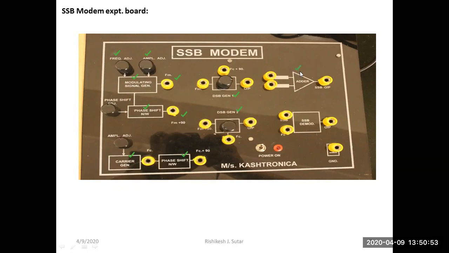Finally, adder will do the addition of those two individual multiplication parts. At the output of adder section, we can have SSB modulated signal. SSB demodulator block will perform the synchronous demodulation so as to recover the modulating signal. Now, let us see the actual demonstration.